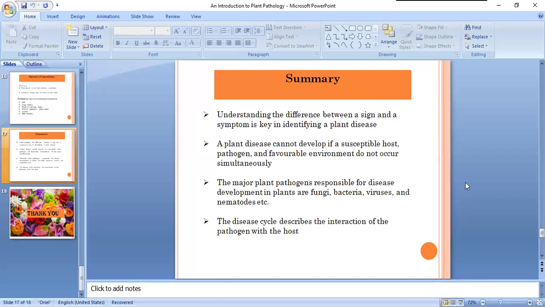Summary. Understanding the difference between signs and symptoms is key in identifying a plant disease. With the help of signs and symptoms, we can identify plant disease. A plant disease cannot develop if a susceptible host, a pathogen, and a favorable environment do not occur simultaneously. It means whenever the host, pathogen, or favorable environment is not there, disease development does not happen. The major plant pathogens responsible for disease development in plants are fungi, bacteria, viruses, and nematodes. The disease cycle describes the interactions of pathogens with the host.